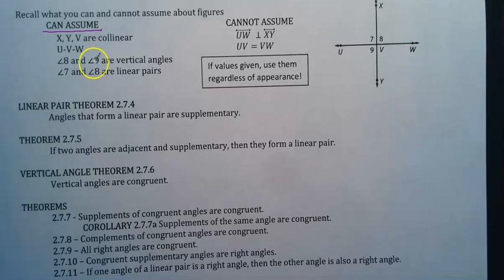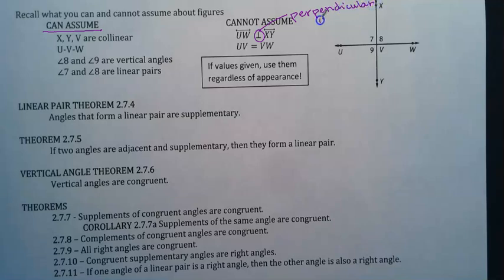You can assume that angles 8 and 9 are vertical angles. You can assume that 7 and 8 are linear pairs. They make a straight line. You can assume that 7 and 9 are linear, and that 7 and this angle over here are vertical. So, several things. What you cannot assume is that UW is perpendicular to XY. This symbol right there means perpendicular.